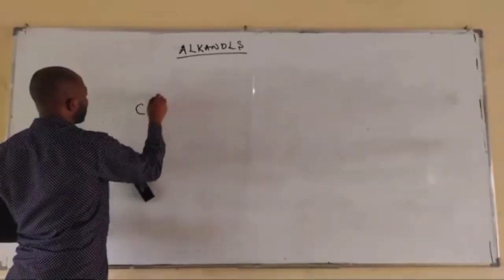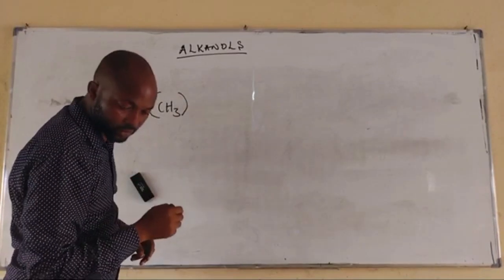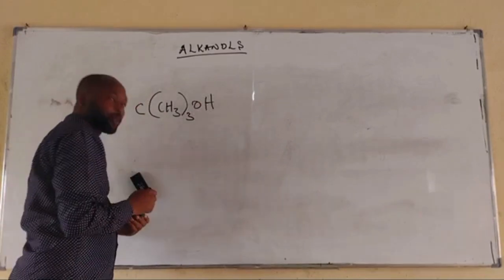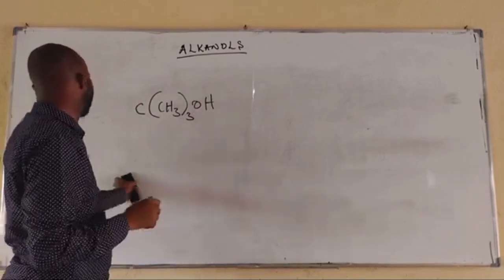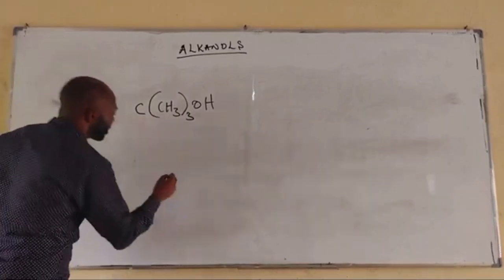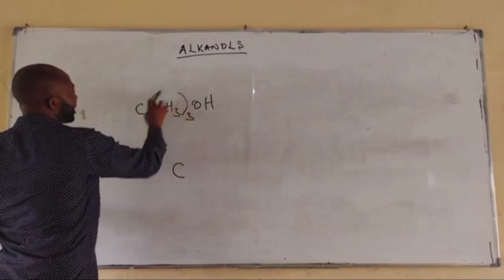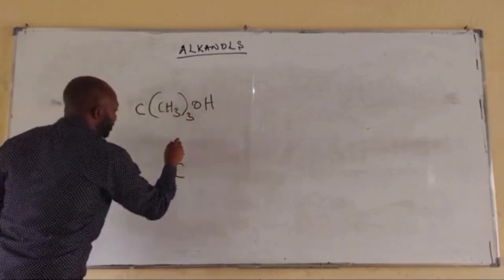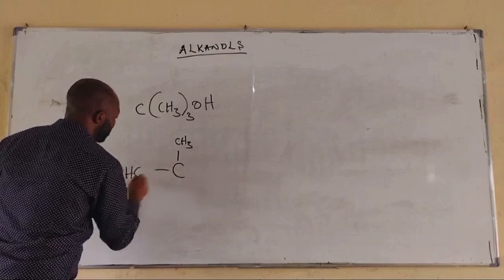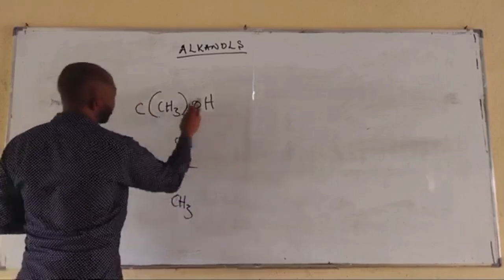You have CH3, 3OH. We are asked to give the IUPAC name for this. So first, this is a condensed structure of an alcohol, so we have to open it. So this is my carbon. They say there are three methyl groups attached to it. So here will be 1, here will be 2, here will be 3. This is my OH here.